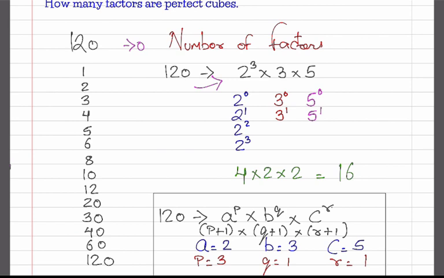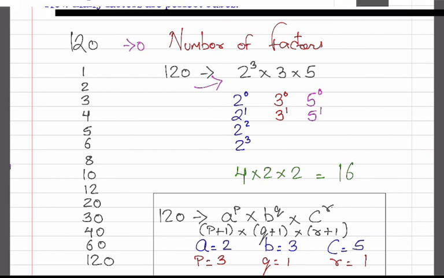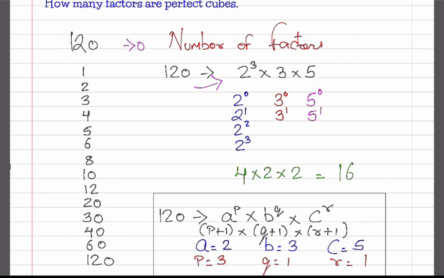This is just a warm-up problem for some students who don't know what exactly factors are. So what will I do? I'll write 120 in terms of prime numbers: 2 cubed into 3 into 5. 8 into 5 is 40, and 40 into 3 is 120.